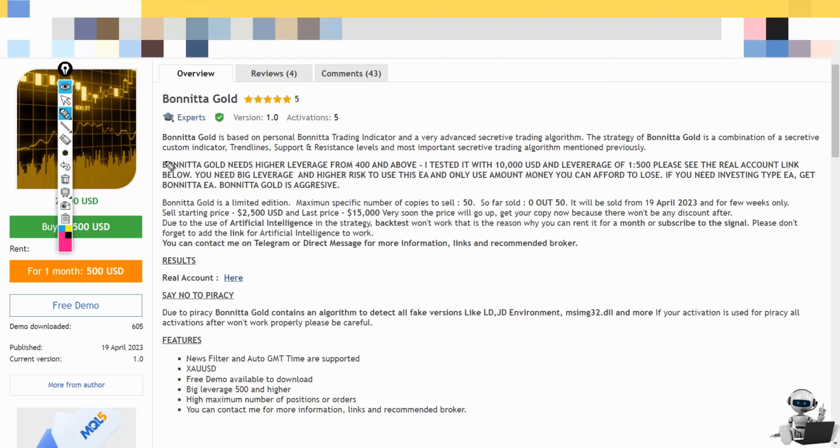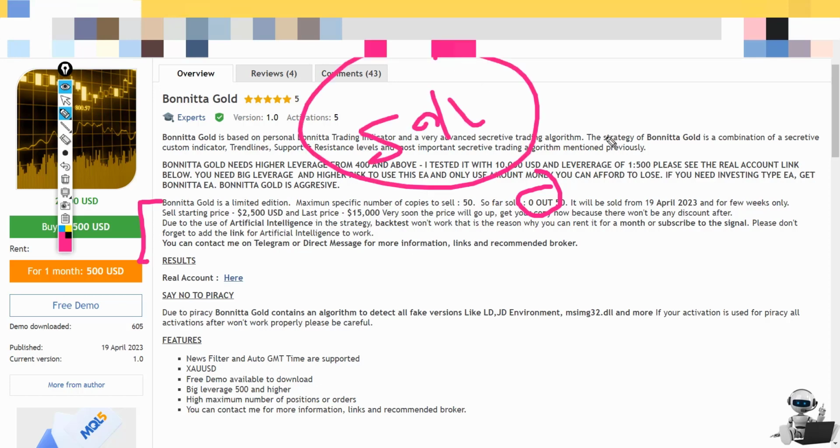Here at this part he said this is a limited edition, maximum number of copies is 15. I don't think that is true either, because no matter how good an EA is, the creator will always sell their EA. So this is kind of misleading, to be honest. He says that as customers purchase, the price will rise. I believe it's possible that it will go up, so that's why it links to artificial intelligence.